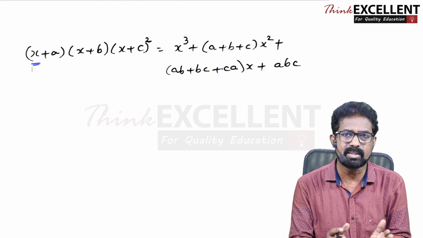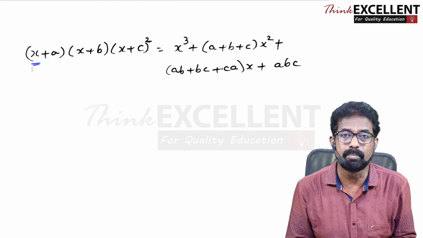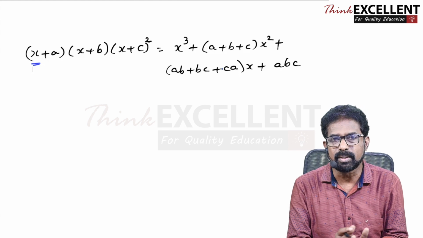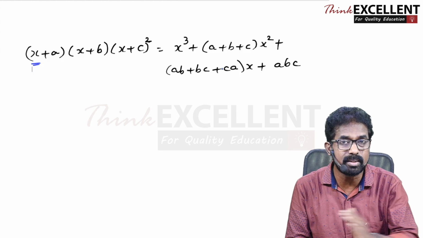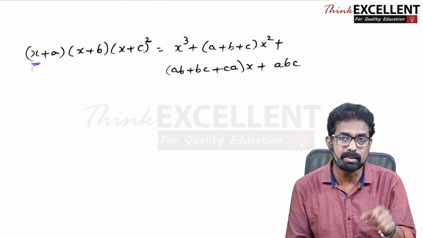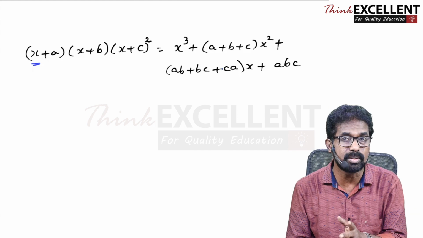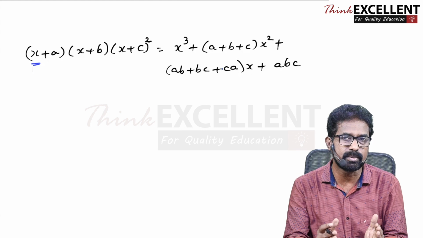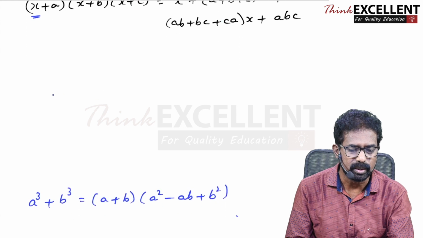The coefficient of the first term is 1, just x³ only. Second term, the a, b, c, take one at a time. So (a + b + c)x². Next term, take two at a time: (ab + bc + ca)x. And the last one, all the three at a time. First time, don't take any letter, only x³, right? Second time, one at a time, a + b + c. Third time, two at a time, ab + bc + ca. And the last one, all the three together, abc. The power of x gradually decreases. First x³, then x², x, then no x term, right? So like that you can remember, so you can do the sums very easily.